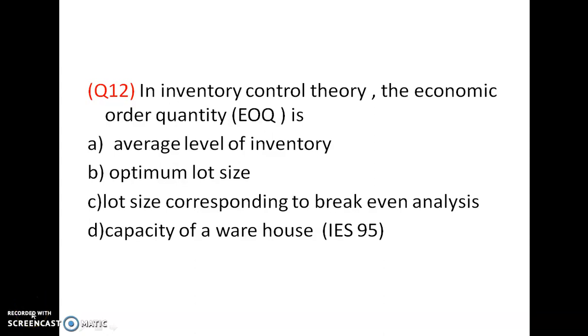In inventory control theory, the economic order quantity EOQ is: average level of inventory, optimum lot size corresponding to break-even analysis, or capacity of a warehouse. So EOQ is the optimum lot size, the economic lot size or optimum lot size. So the option is B.